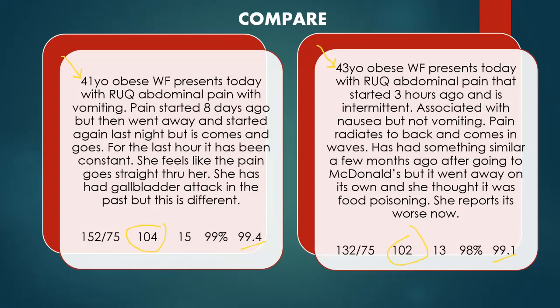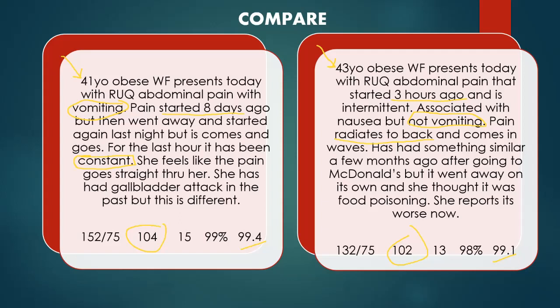Notice that the 41-year-old patient has vomiting, whereas our other patient has no vomiting. Notice that the pain with the 41-year-old started 8 days ago and has been intermittent, but the pain with the 43-year-old only started 3 hours ago. So this one is a little bit more acute. Notice that both of them have intermittent pain with waves, although this one radiates to the back and this one has been getting worse and now is constant.